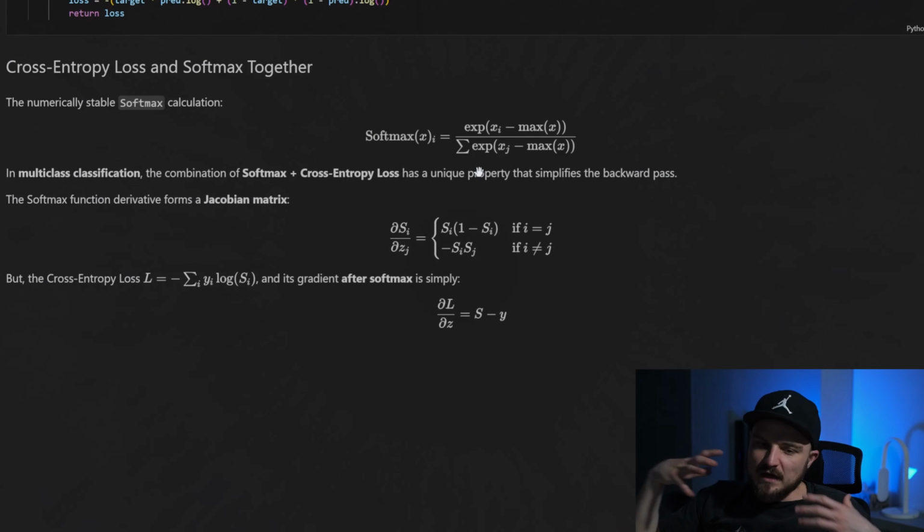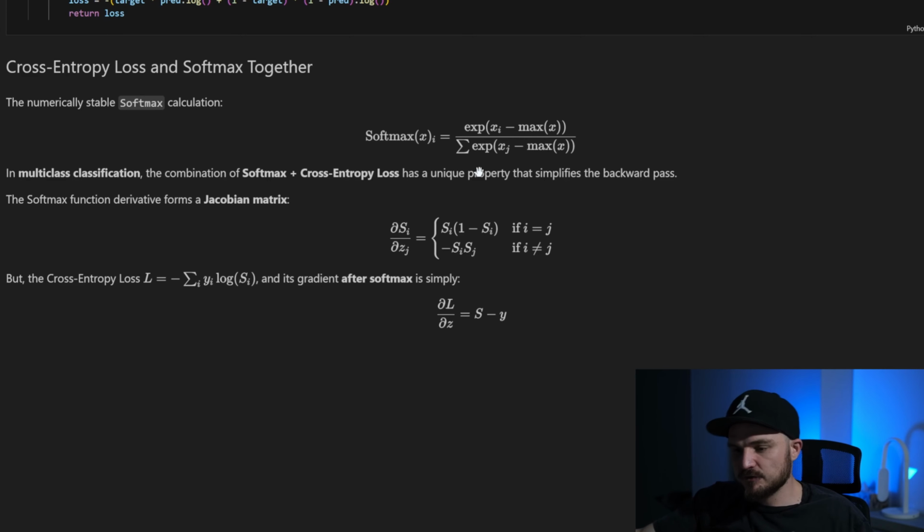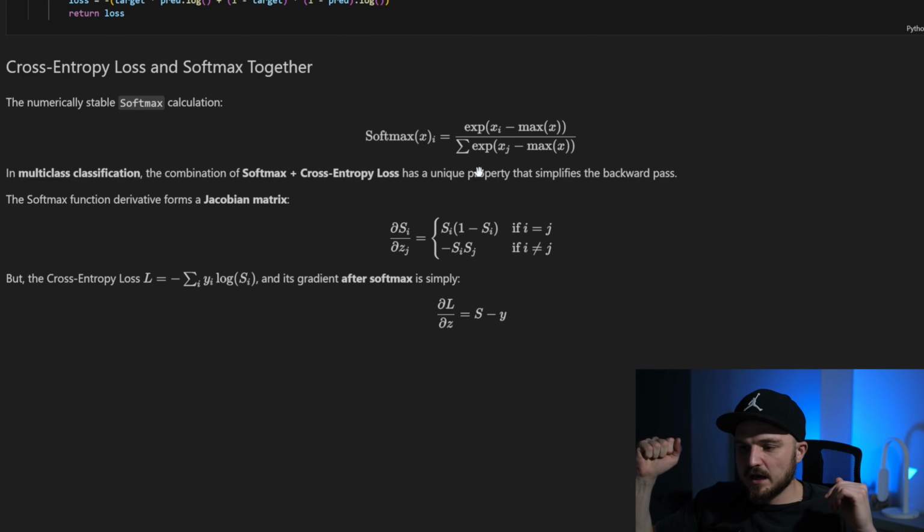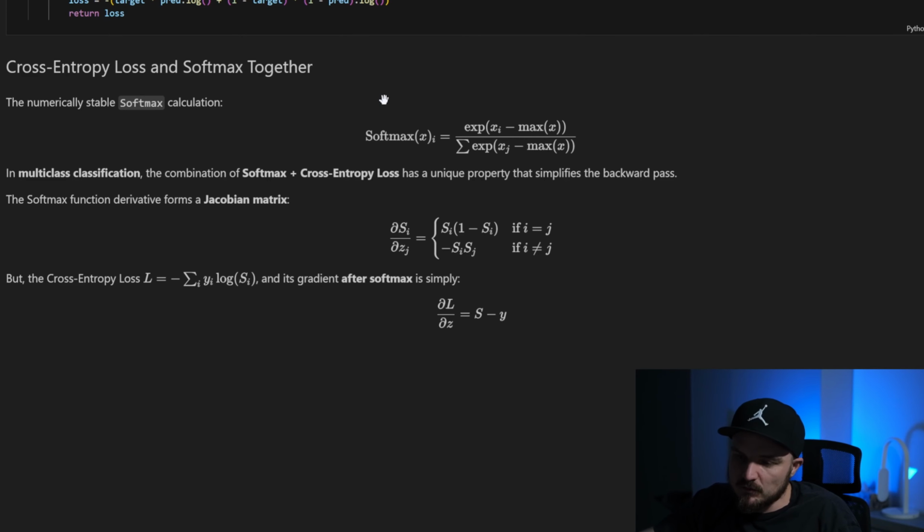When we are dealing with multiple classes instead of just two, we need to scale up from binary cross-entropy to cross-entropy loss. And in this case, instead of the sigmoid, we use the softmax function. And here we have the numerically stable softmax function.